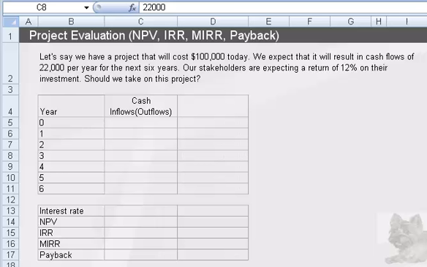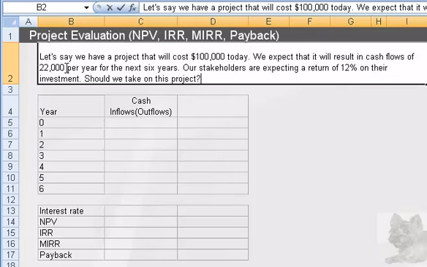Let's say we have a project that will cost $100,000 today. We expect that it will result in cash flows of $22,000 per year for the next 6 years. Our stakeholders are expecting a return of 12% of their investment. Should we take on the project?